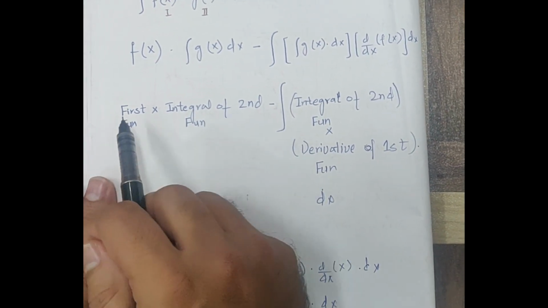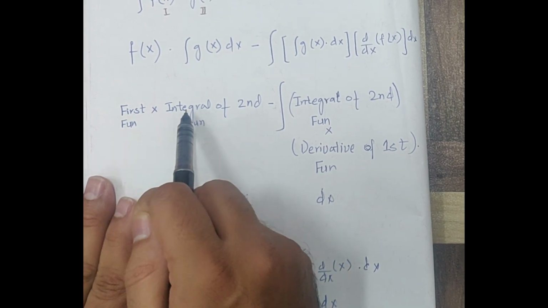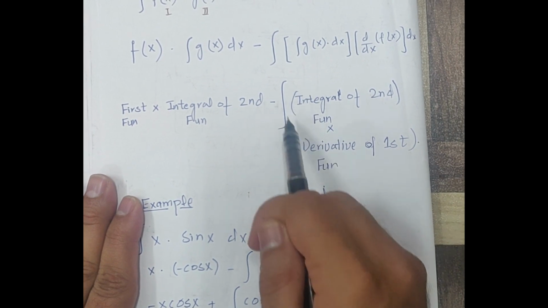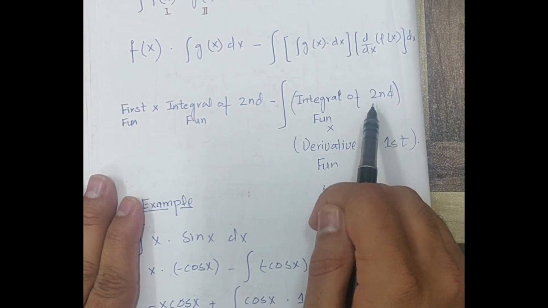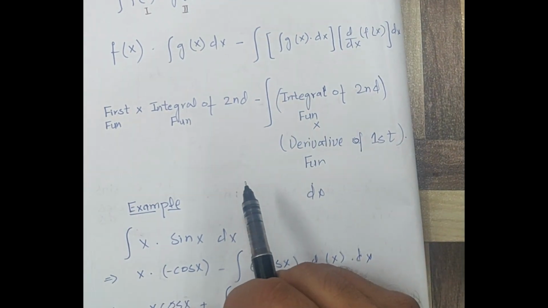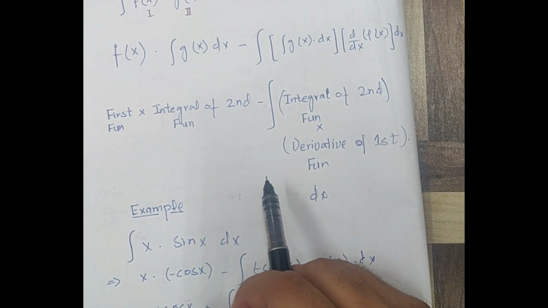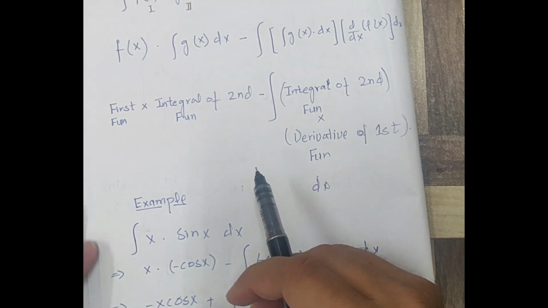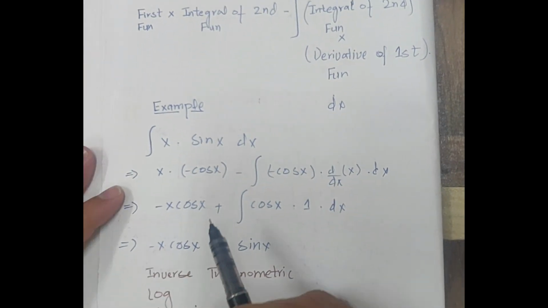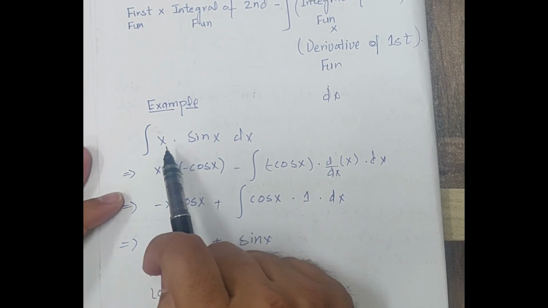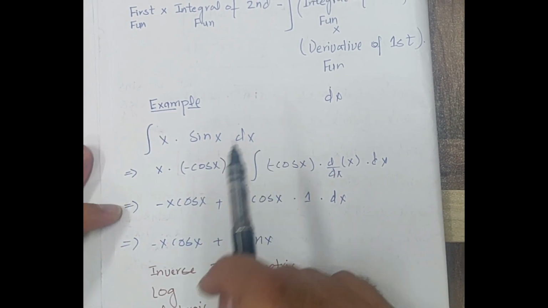So descriptively, first function multiplied with the integral of the second function, minus the integral of the integral of the second function multiplied by the derivative of the first function. So this will help us solve integrals that exist as products of functions. The simplest example I have solved here is the integral of x times sine x dx.